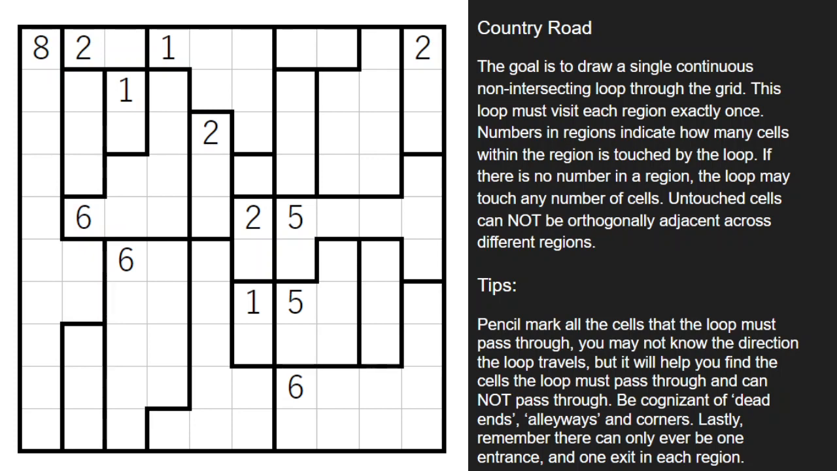How it works is you're going to be drawing a single continuous non-intersecting loop through the grid, and this loop must visit each region exactly once. Numbers in the region indicate how many cells within the region are going to be touched by the loop. If there is no number, then the loop may touch any number of cells. Untouched cells cannot be orthogonally adjacent across different regions. So it's a bit of a mouthful, but I promise it'll make more sense once we get to solving this.